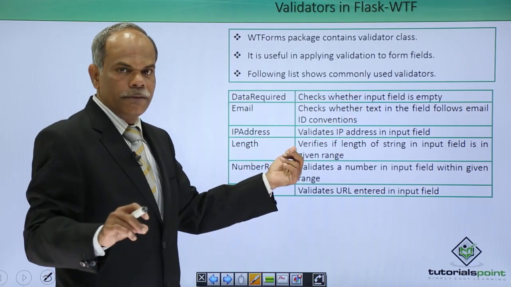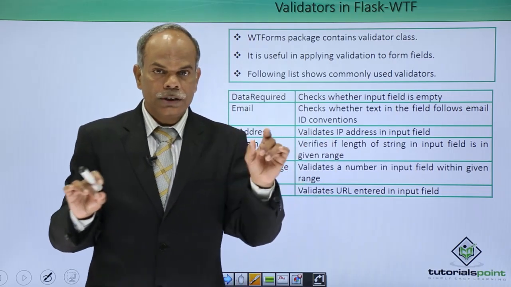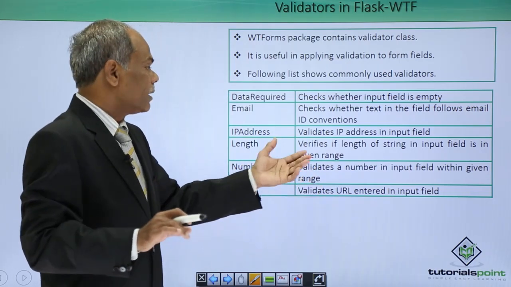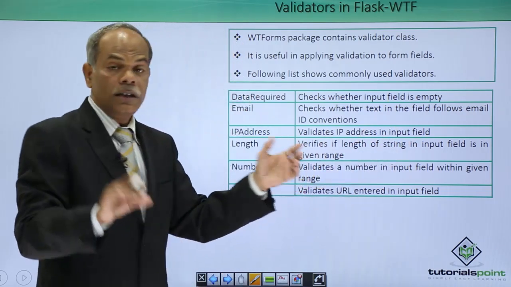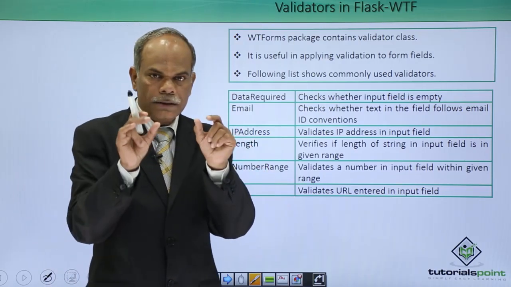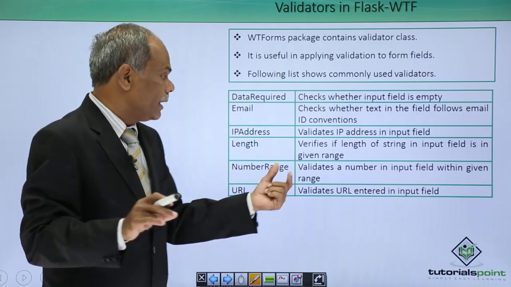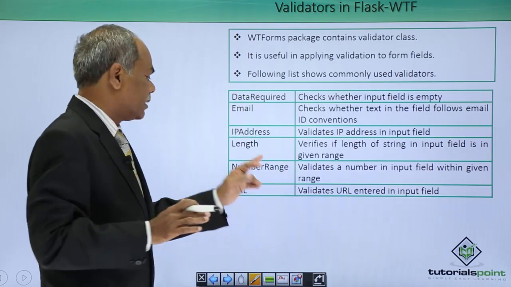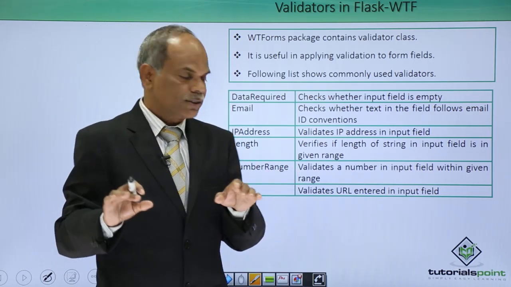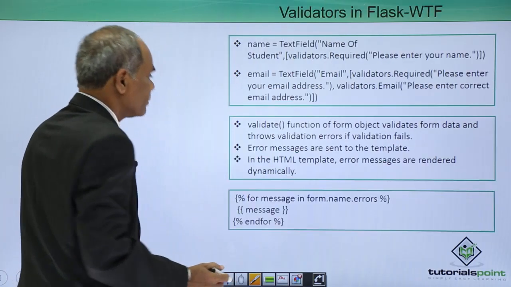IP address is another validator, which checks whether the text entered is in the same order in which an IP address is written. The length validator checks whether the length of the string in the input field is in the given range. Number range is also a validator, where the data in the numeric text field is checked to be within the range provided. Another validator is URL, which checks whether the typed text is in URL form or not. So these are the validators. We shall use some of these.